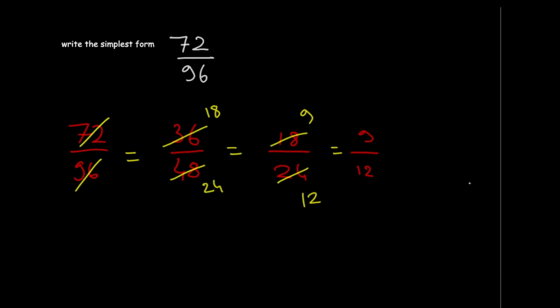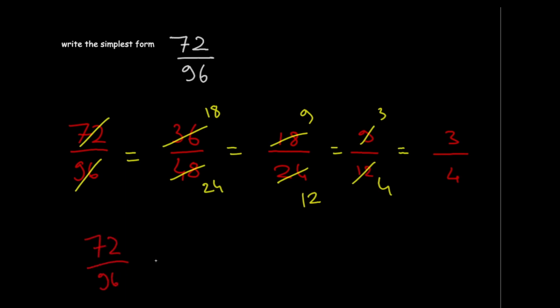But we're still not done yet. We can divide both by 3. So 9 divided by 3 is 3, 12 divided by 3 is 4. And the simplest form that we got is 3 over 4 because there is no common divisor between 3 and 4. So now let's say that you actually saw that you can divide both by 12.